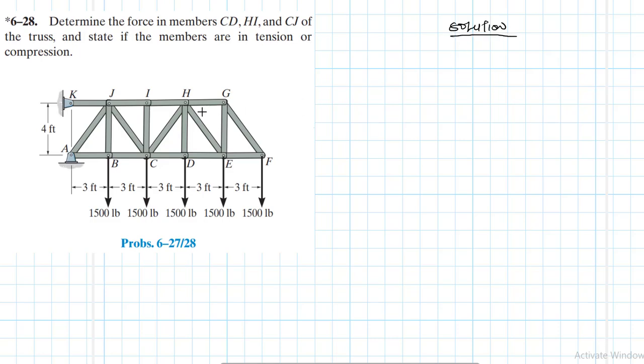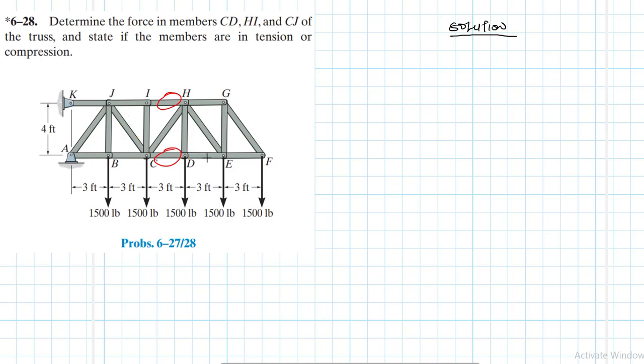Hibbeler. So we have a truss here, and we've been asked to find the force in member CD, right here, as well as HI, as well as CJ. Where is CJ? This one there. So which one would be the best method of working this out? Of course, the method of sectioning would be okay.